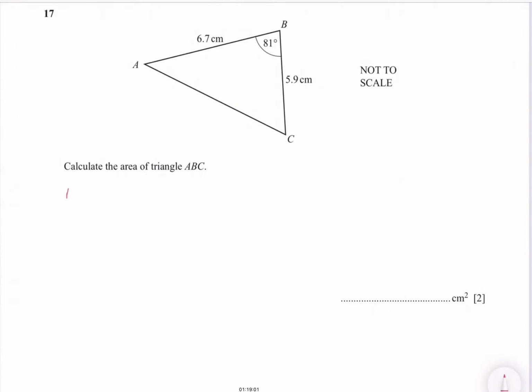17. So this is a simple question. This is an included angle triangle, which means the triangle in which an angle is given and both arm lengths are given. So its formula is 1/2 into side into side into sine of theta. So 1 over 2 into 6.7 into 5.9 into sine of 81. The calculator will help you here. 119.5 is your answer.